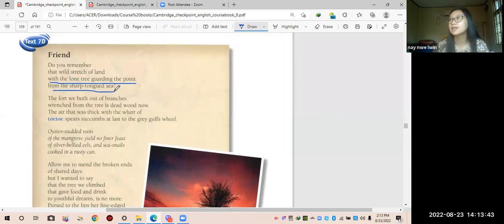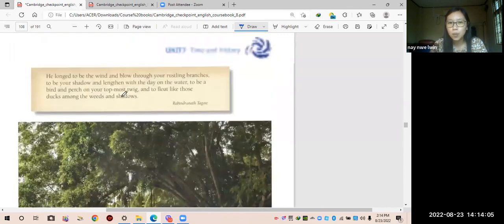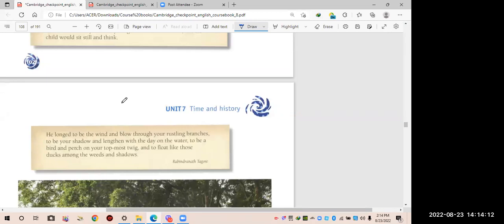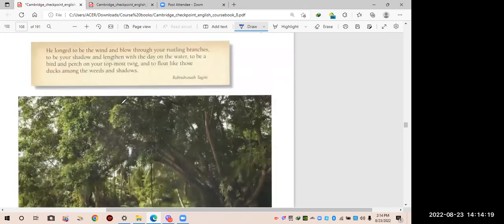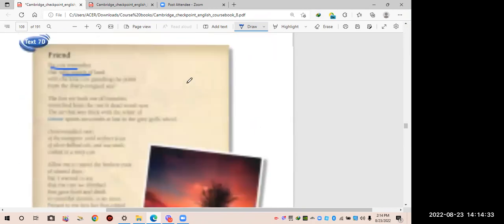So the sense of place, is that similar or different to each other? Huh? Similar or different? After reading the first stanzas of both poems, all we can see in our eyes is a tree and the water, right? Am I right? Yes. So similar or different? Similar. Of course, it's similar, right? So all we can see in our eyes is just water, and there is a tree standing there, right? So the sense of place is quite similar to each other. We can say like that, right? Yes. So that will be the answer for number A.